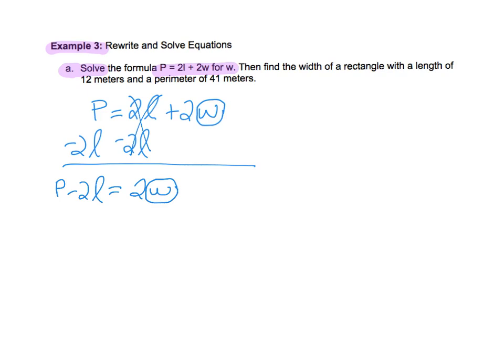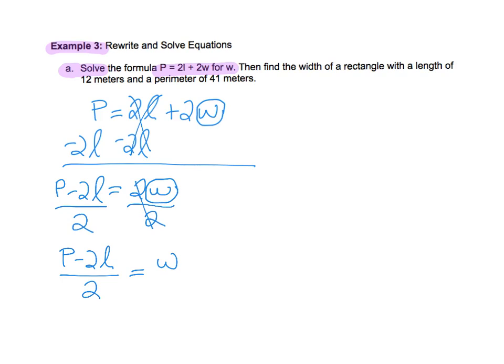I need to get that W all alone. That 2 is in the way. Well, to get rid of that 2, I notice the operator that's in between the 2 and the W, it's a product. So if I want to undo a product, the opposite of multiplication is division, which means I need to divide both sides, the whole side, by 2. So what I have now on the left side is P minus 2L all over 2 equals, and then 2 over 2 is 1, so that's equal to W.